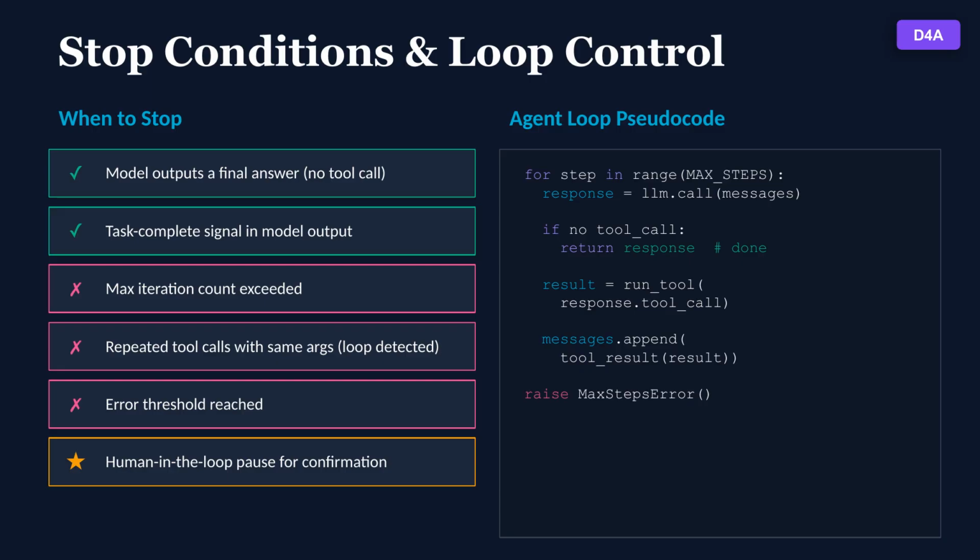The pseudocode is simple. Loop up to max steps. Call the LLM. If no tool call, return the response. Otherwise, run the tool, append the result, and loop again.